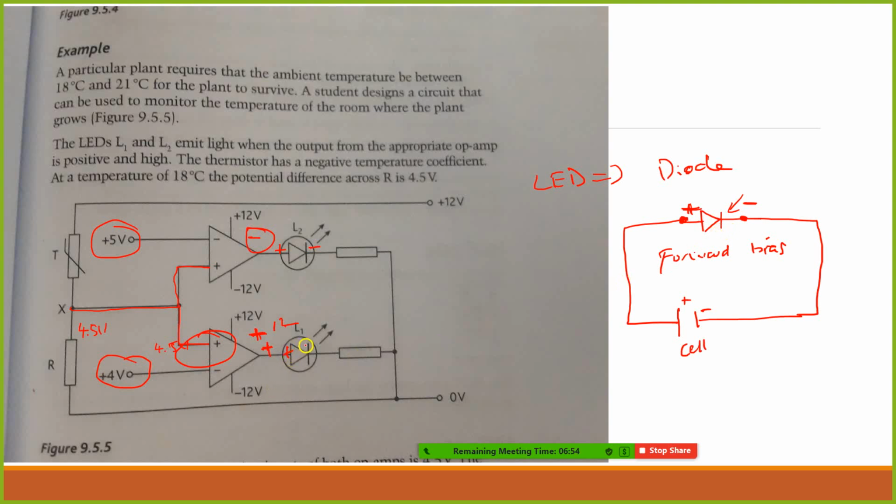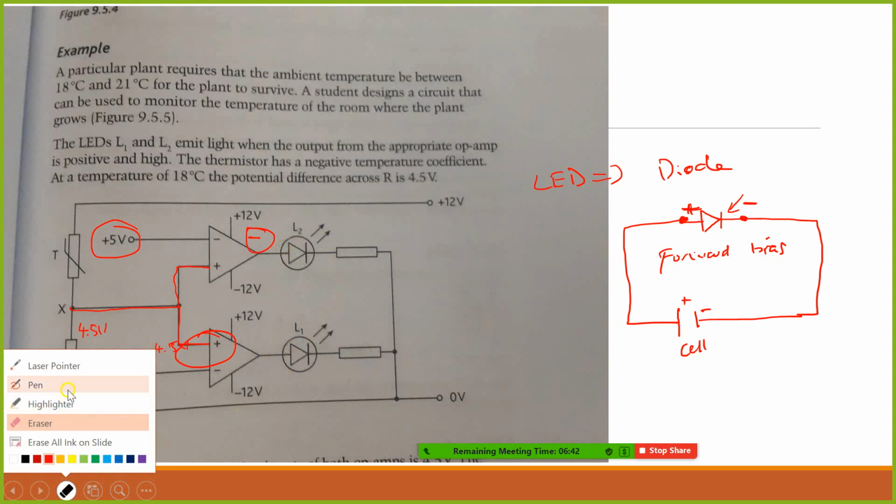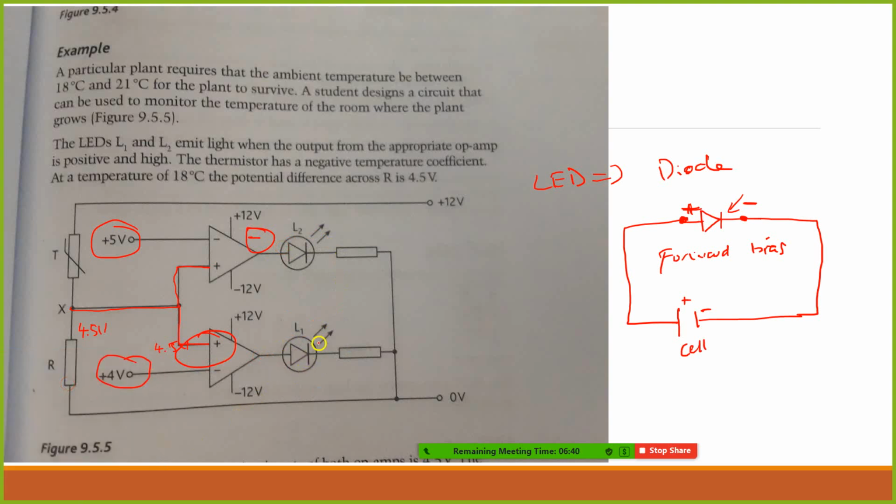Similarly, when you have an LED, by the way, we must be mindful of the symbols that we are using. So this is the symbol for an LED, right? Light emitting diode. So what that tells us now is that it's a diode in its nature, and for it to work, it has to be in forward bias.